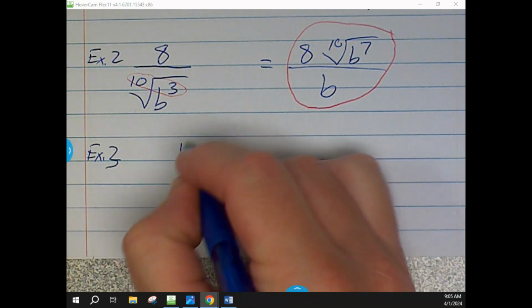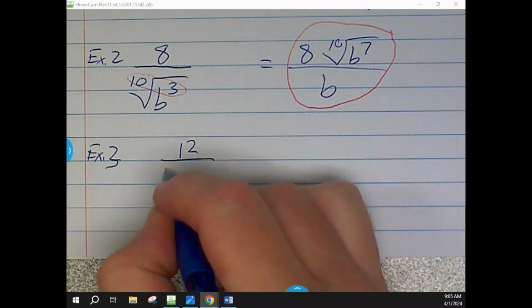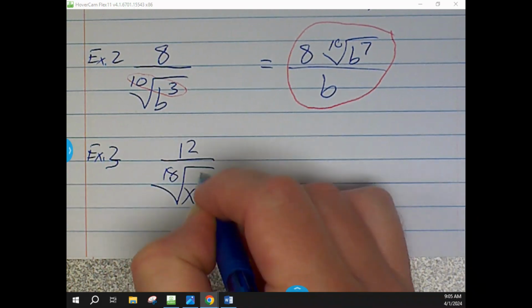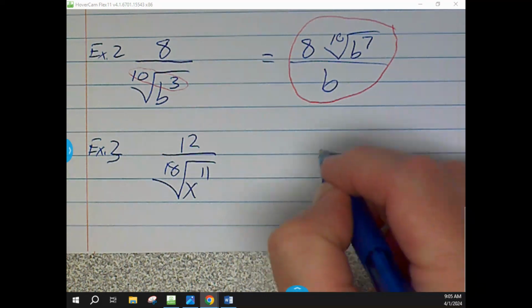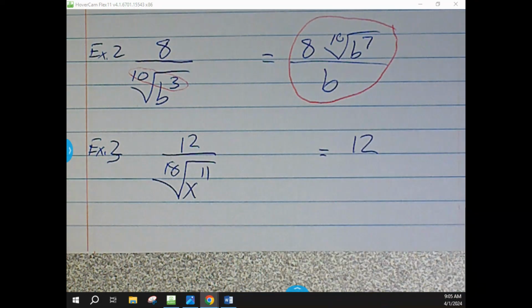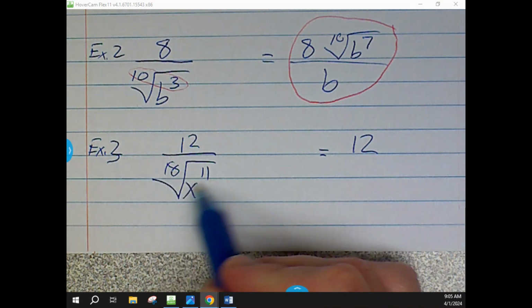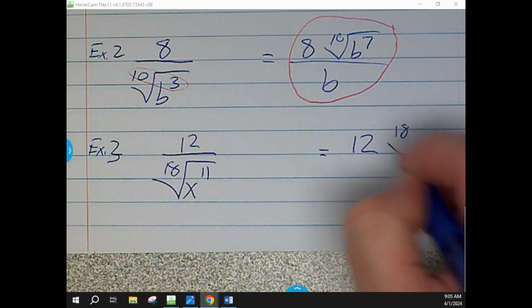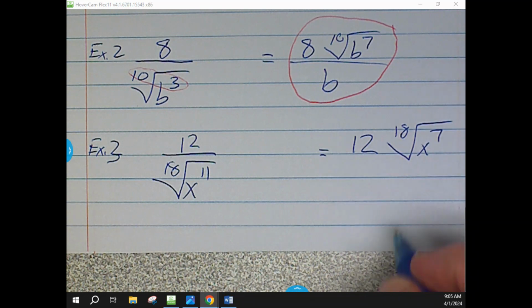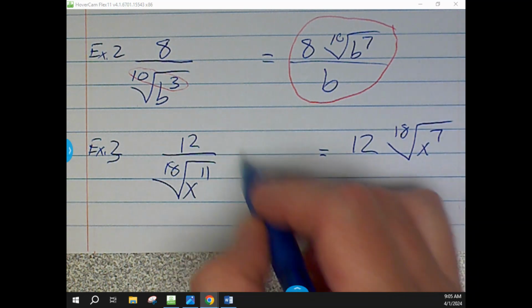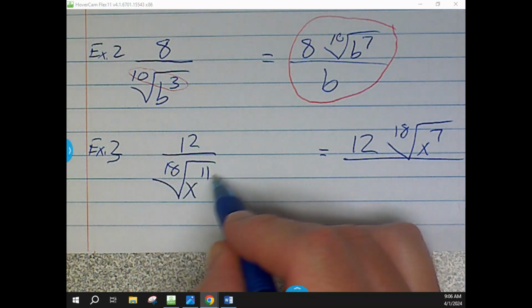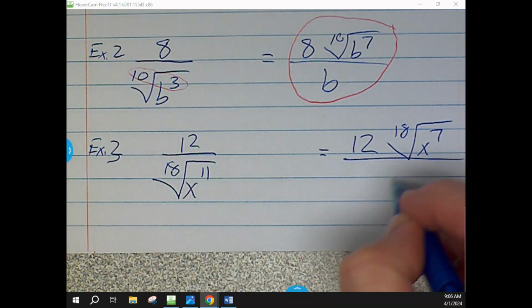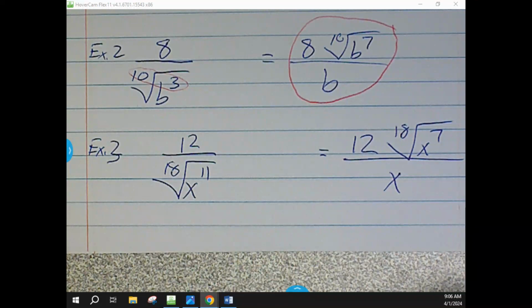So if you've got 12 over the 18th root of x to the 11th, and they ask you to rationalize. Yeah, if we subtract 18 and 11, that's going to be x to the 7th. So that means we're going to have to put 7 x's on the bottom to get this to cancel. We also need to put 7 on the top to cancel. But again, if we add the 7 on the bottom, that's going to make it 18, which is what we want. So then it would just leave you an x on the bottom.